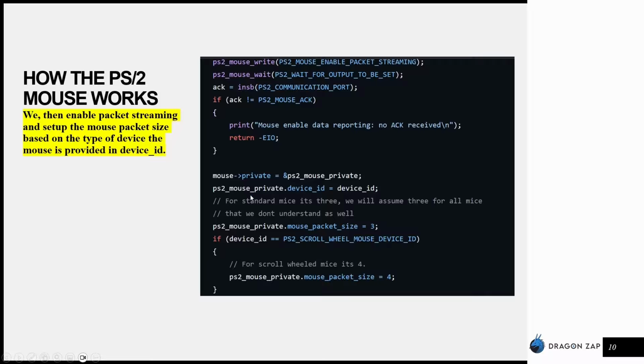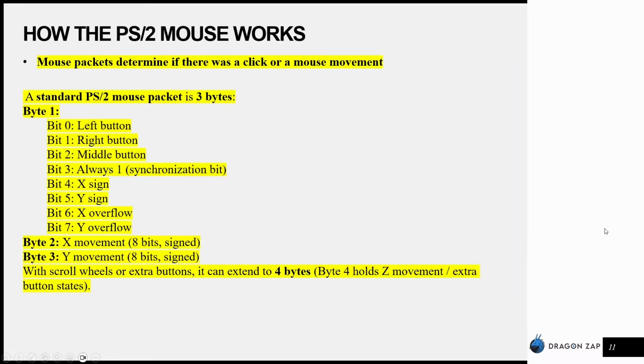This is where we set up the mouse structures in our C program, and we set the device ID. The packet size is 3 by default, but if it has a scroll wheel, i.e. 3 buttons, that's what I meant when I said 3 buttons, then the mouse packet size will be 4 bytes. That's why we need to check that device ID.